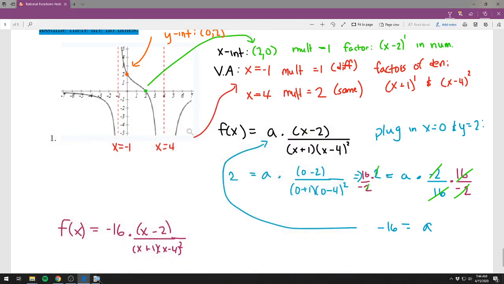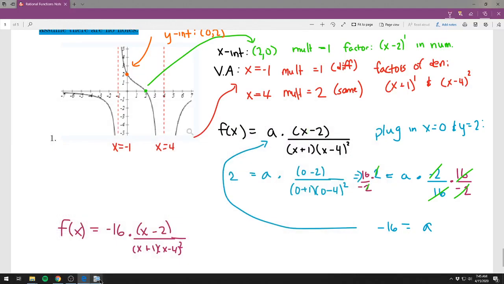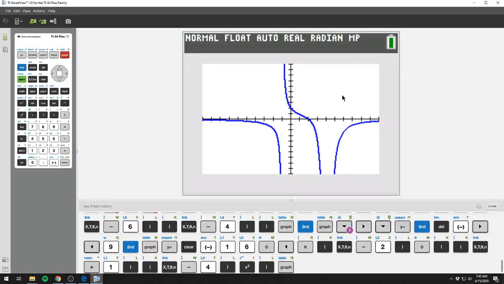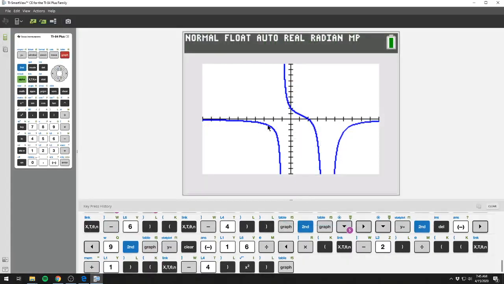The shape looks exactly the same to the left of the vertical asymptote, to the middle, and to the right. They all look the same. We have a y-intercept at 2, x-intercept at 2, and the vertical asymptotes look correct around it. It's going down and up on this one, and it's going down and down on this one.